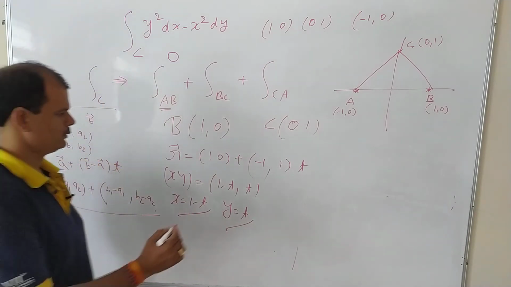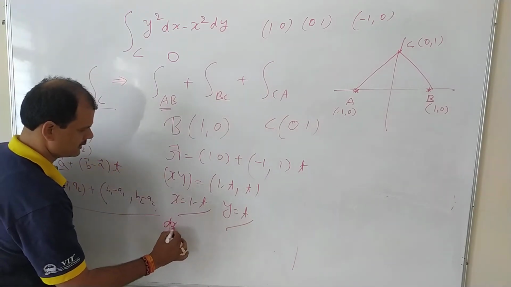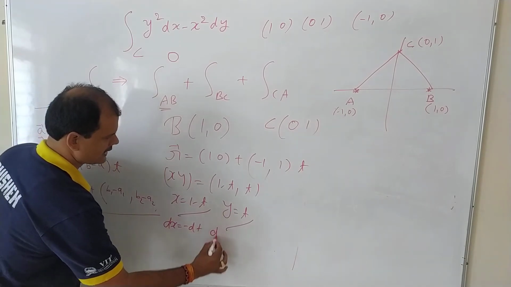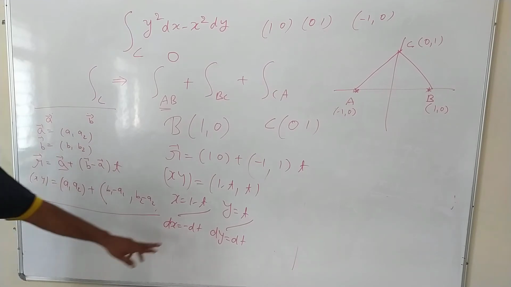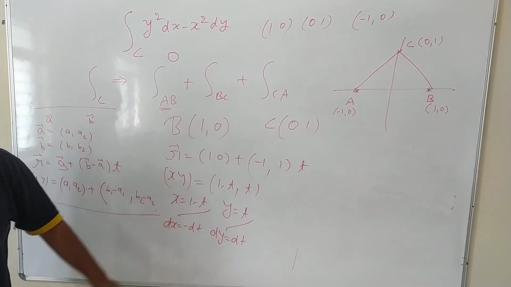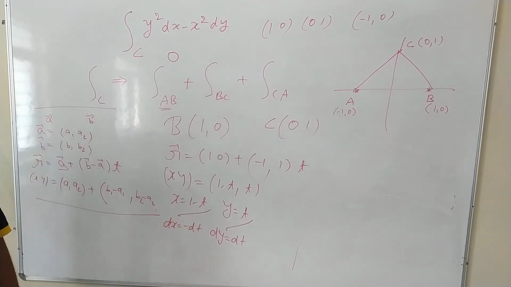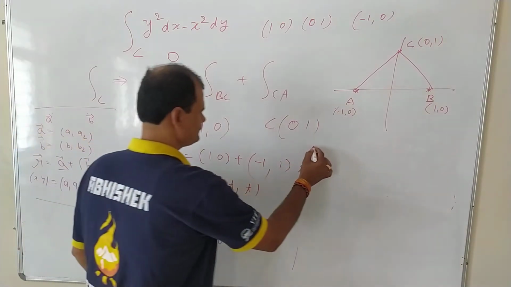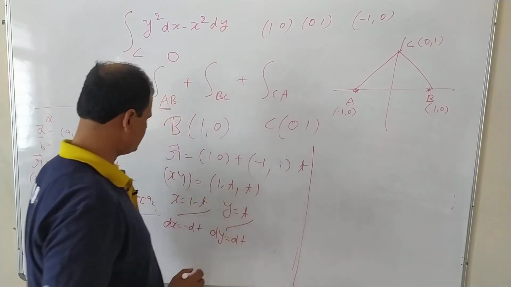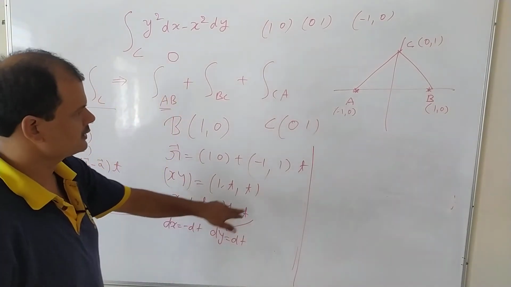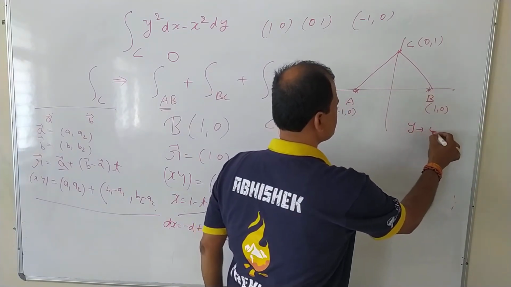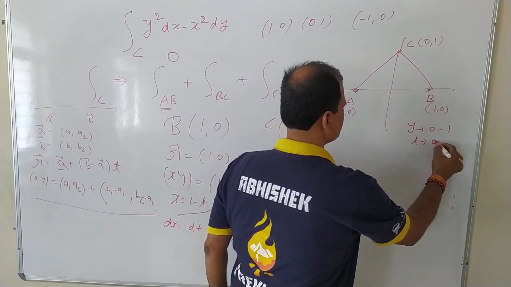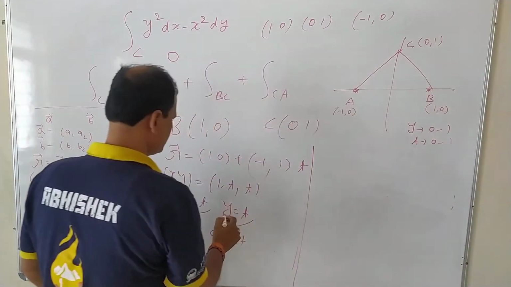Fine. Now what is the dx? Dx will be minus dt and dy will be dt. Dx equal to minus dt and dy equal to dt. This is your along BC. Fine. Okay. So, and what is the t limit? So here t equal to y, and what is the y limit? 0 to 1. So your y limit is 0 to 1. So your t limit will be 0 to 1 because y equal to t.